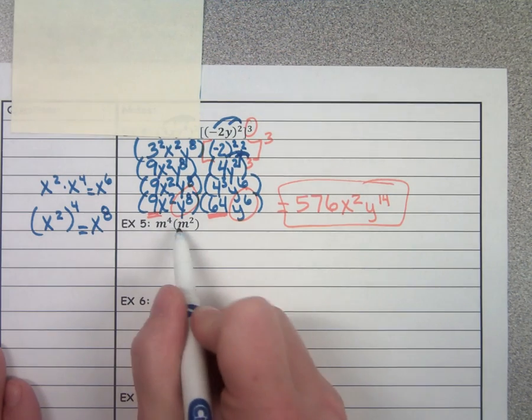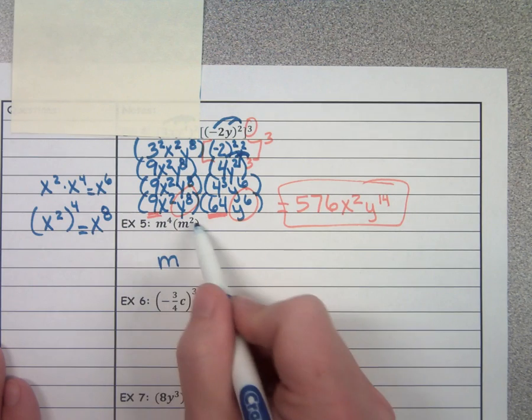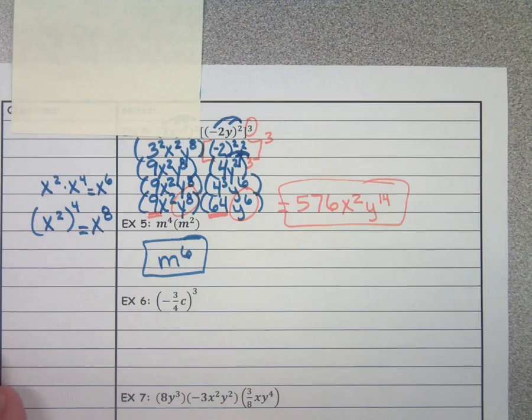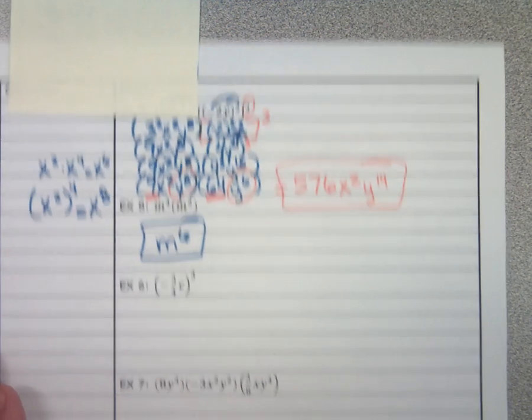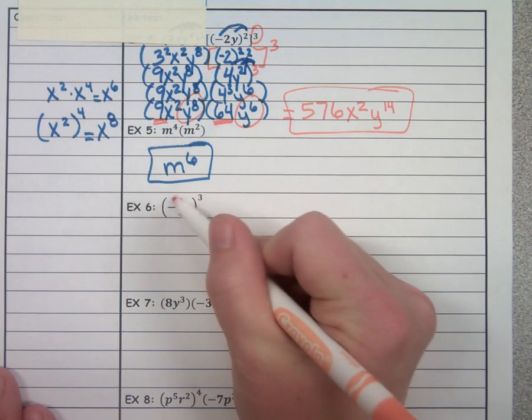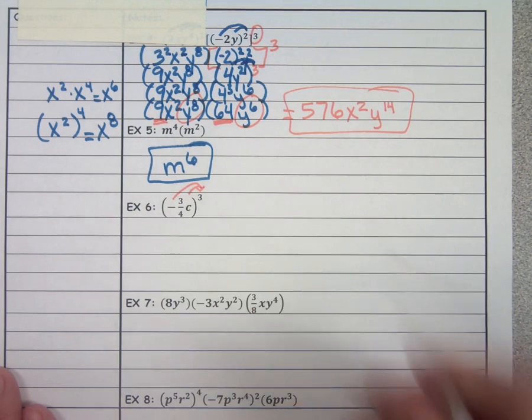You're multiplying the same base, so you keep your base and you add your exponents and you get m to the 6th. Easy peasy, lemon squeezy. Okay, example 6. I have a product inside my parentheses, so everything gets raised to that outside exponent.